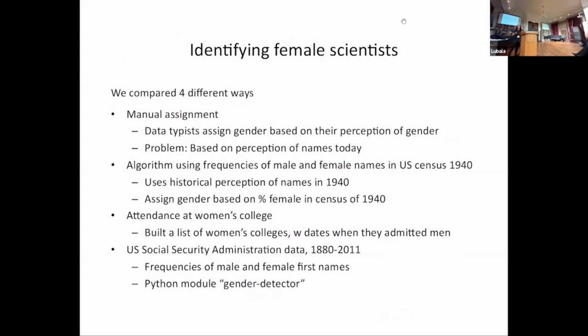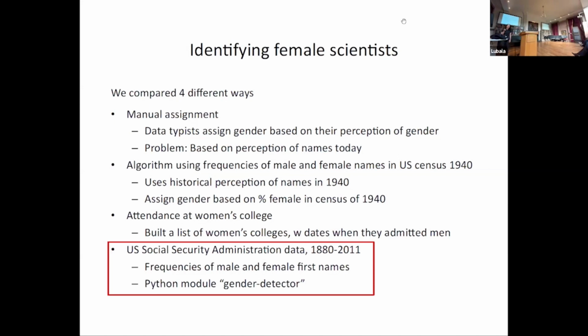Identifying female scientists, I thought this was much easier. Research is always a learning process. So my first thing was, oh, let's just ask the data entry people to assign gender. Turns out that they're really bad at it. So what we have, which is much better, is we know whether people attended women's colleges, which in principle should be a good indicator of whether you are female in this period. And so then we use that to check different ways of assigning gender.